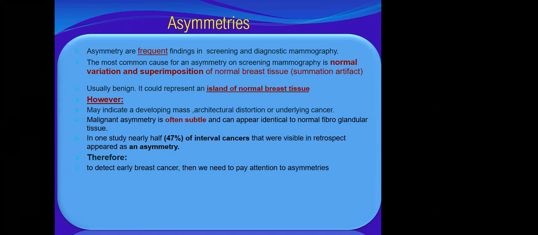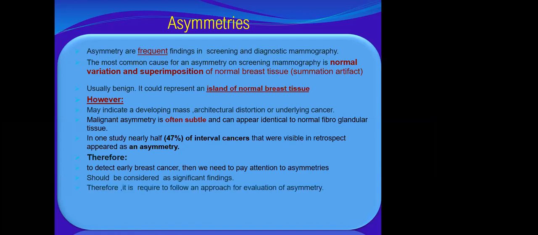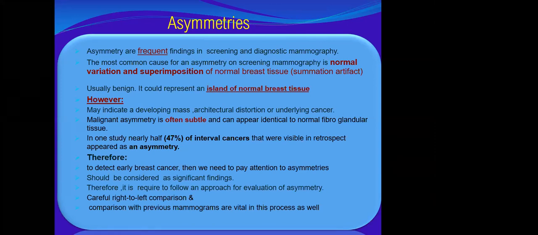Therefore, we said we have to detect early cancer, then we need to pay attention to asymmetries and decide which one should be further evaluated or just represents a summation artifact or island of normal breast tissue. So we should consider it as a significant finding, and therefore it is required to follow an approach for evaluation of asymmetry.